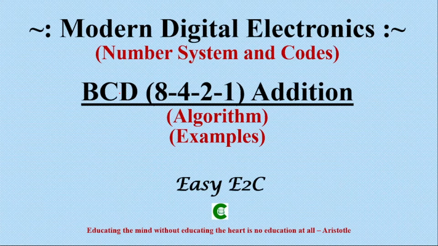In our last class, we got introduced to weighted code, especially BCD or binary coded decimal, and we have seen that it has weight 8421. And in number system, if we have a code, definitely that will have some applications. So now we will see how we can use BCD code to perform arithmetic operations like addition and subtraction. In today's class, we will learn about BCD addition, and in the next class, we will learn about BCD subtraction. So first we will start with the algorithm, and then it will be followed by a few examples.